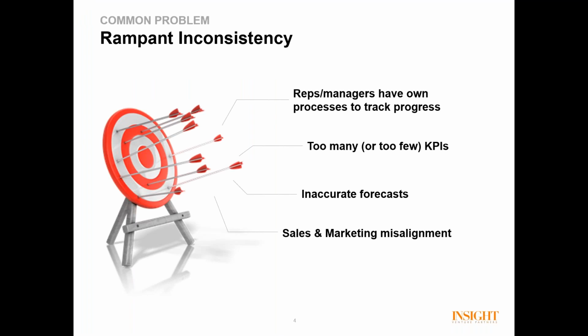So the reason for this talk, I'm on the Sales Center of Excellence here at Insight, and what we see a lot with working with our portfolio companies is a really common problem around sales inconsistency. So these are a couple of examples of reasons for that. We see reps or managers come in that have their own process and their own way of tracking things, and not everyone is on the same page. Not everyone is doing a uniform process or a uniform way of tracking.